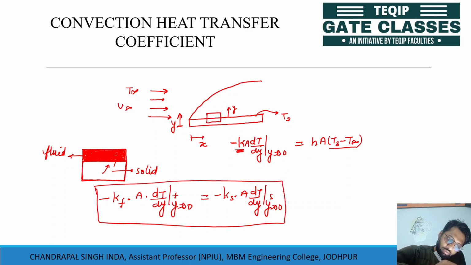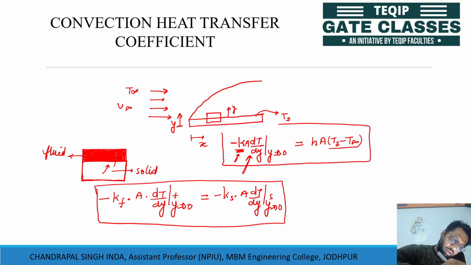So here we can use any of this. If we know the temperature gradient of the solid, then we can use the thermal conductivity of the solid here, and if we know the temperature gradient of the fluid, then we can use the thermal conductivity of the fluid in this formula or in this boundary condition.